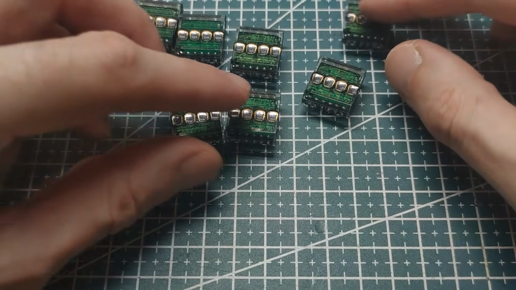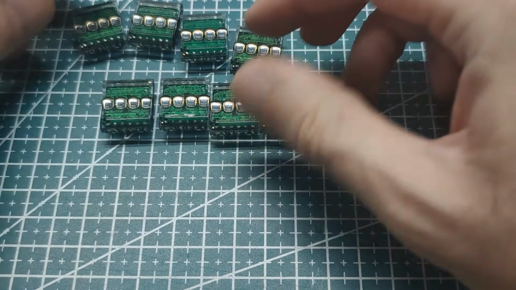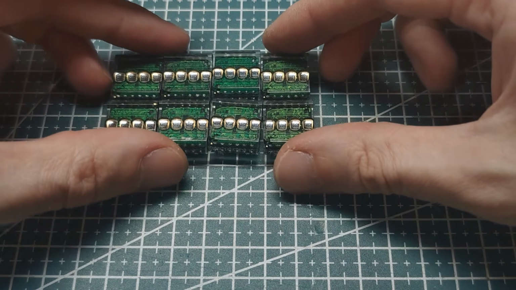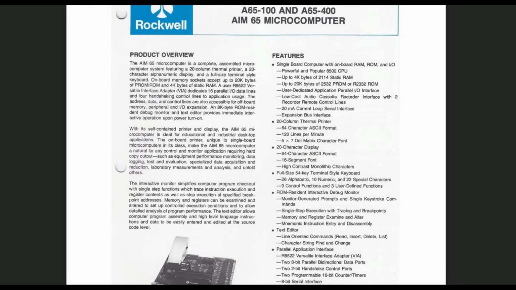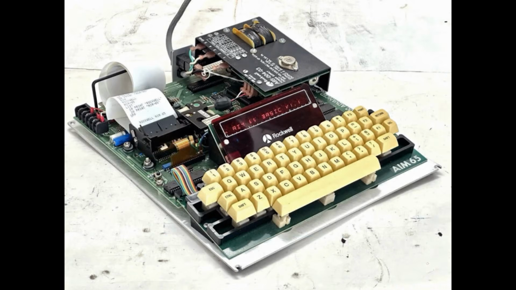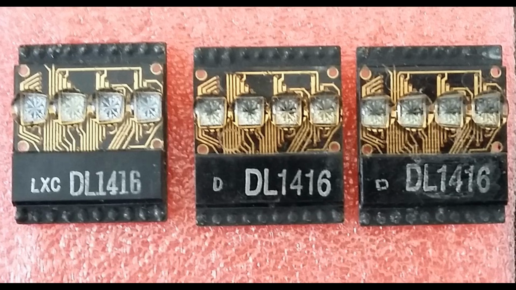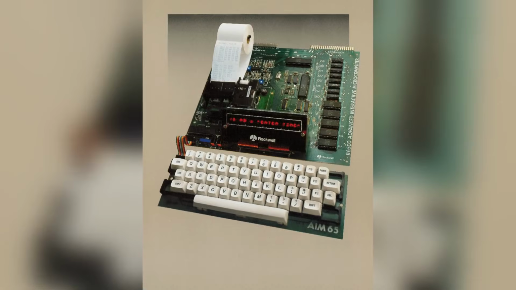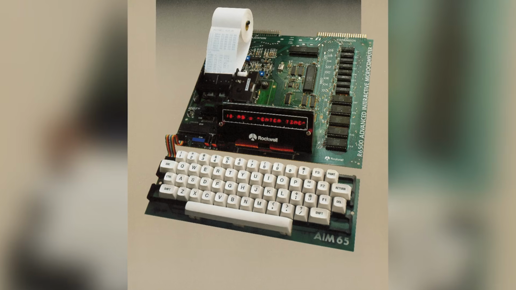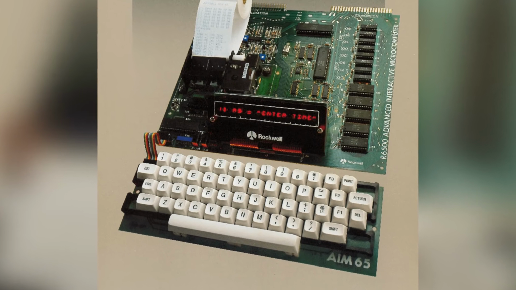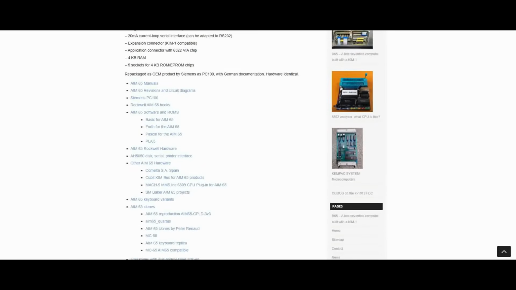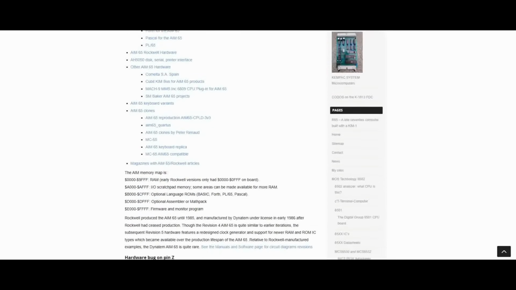I got curious, where exactly would you have seen this beauty in action back in the day? Well, I found one famous application, the AIM-65 computer, released by Rockwell back in 1978. That machine used an almost identical display model, the DL1416, though it was manufactured by Siemens. Just imagine, 5 of these modules formed an entire display line for programming in assembly or BASIC. If you're interested in learning more about that computer, I've left a link in the description.